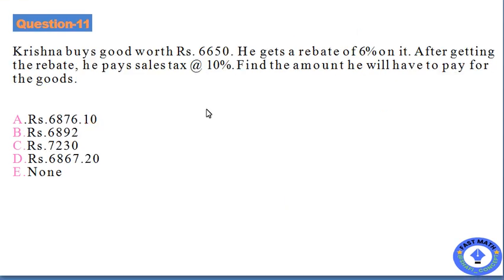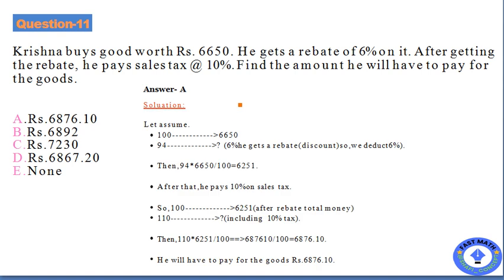Coming to the 11th question, Krishna buys goods worth 6,650 rupees. He got a rebate of 6% on it. After getting the rebate, he pays a sales tax of 10%. Find the amount he has to pay for the goods. The conventional method, I am just checking out.